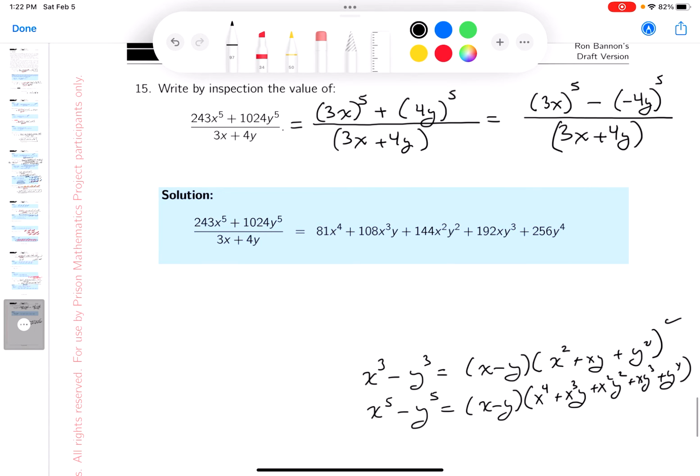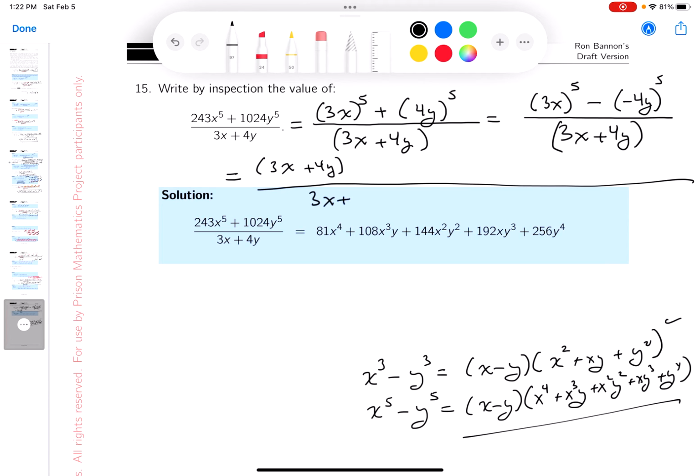And what I want to do is use this pattern to do it. All right, let me write this down for you. So it's going to be 3x minus a minus 4y, which is plus 4y. Put the bottom down for you. And then I got this, it's kind of a nightmarish thing to write down though, isn't it? And I'll write it down for you. So it's going to be 3x to the fifth power plus 3x to the fourth power times minus 4y plus 3x to the third, minus 4y. Let's see.